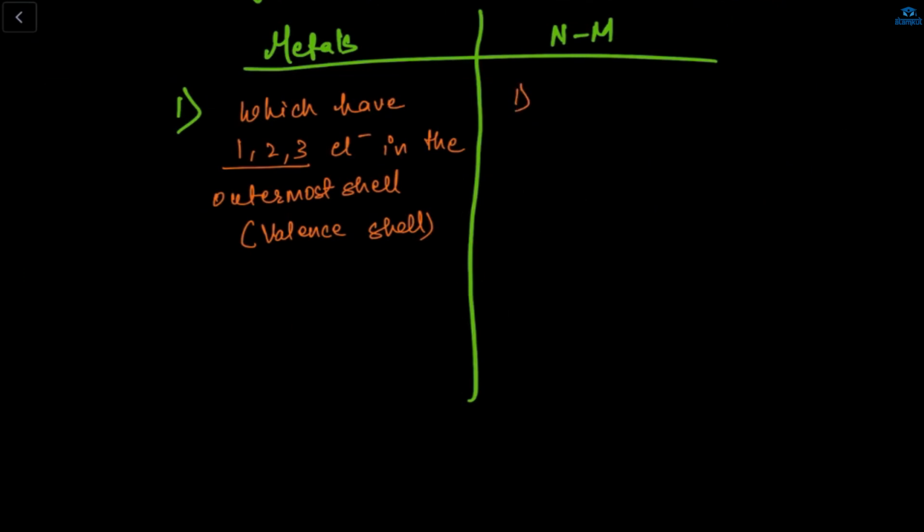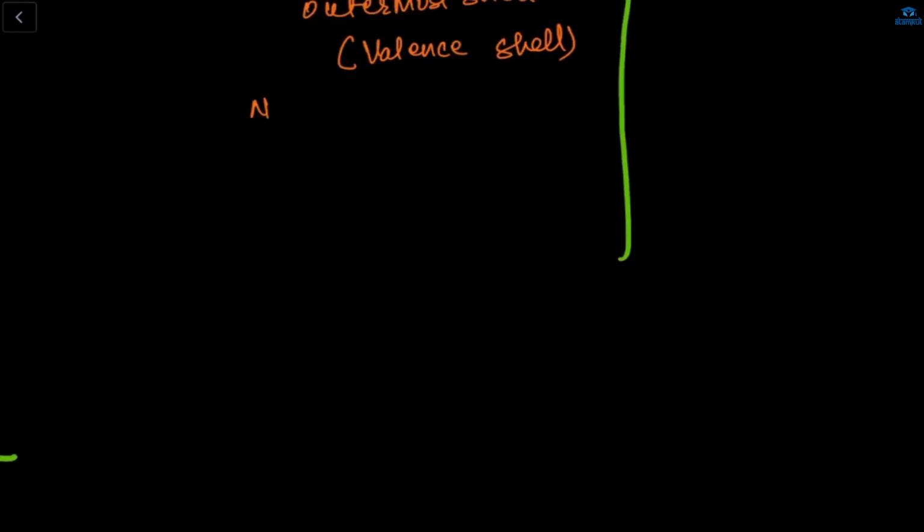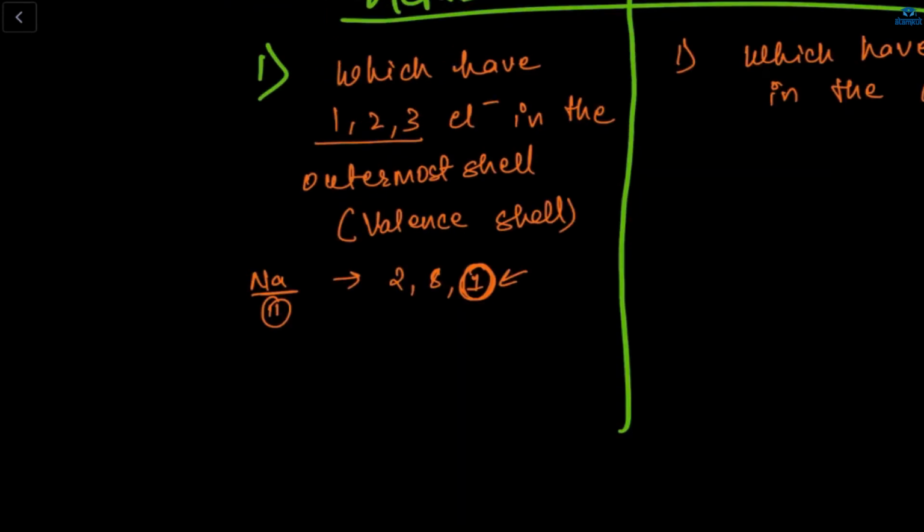And what about non-metals? Non-metals will have 4, 5, 6, and 7 electrons in the outermost shell. I'm writing only OS. So what is the example of metals? If we check sodium, sodium has atomic number 11, and its electronic configuration is 2, 8, 1. So in the last shell, it is 1, meaning one electron is there in the outermost shell.